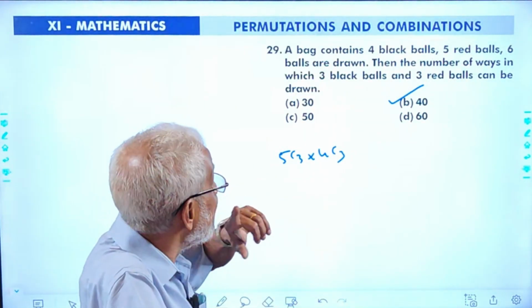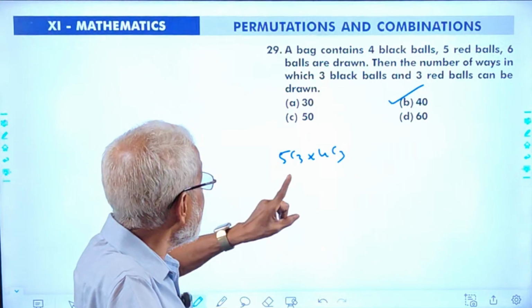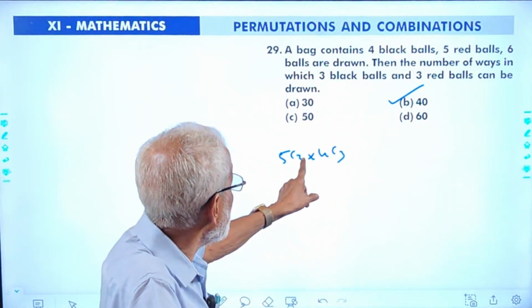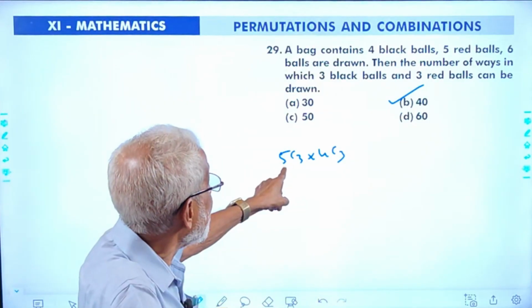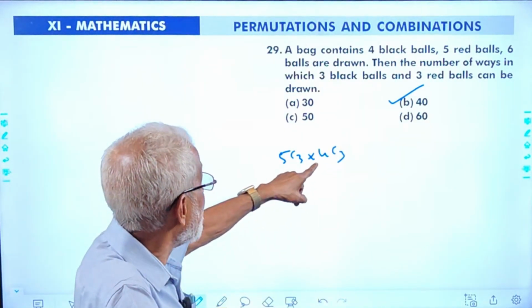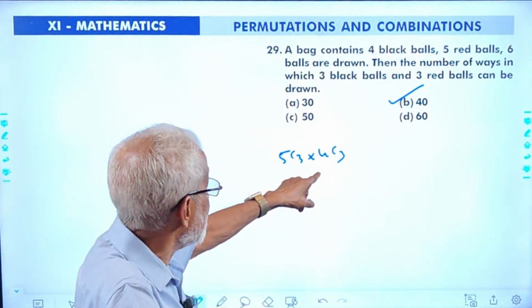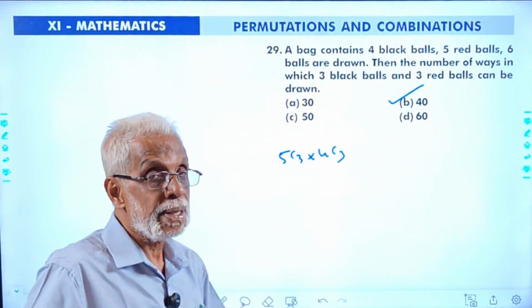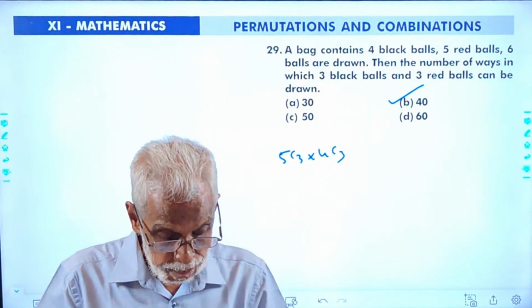There are 4 black balls and 5 red balls. We need to select 3 red balls and 3 black balls. 3 red balls from 5 red balls can be selected in 5C3 ways. 3 black balls from 4 black balls can be selected in 4C3 ways. 5C3 into 4C3, which gives, simplifying, total ways 40.